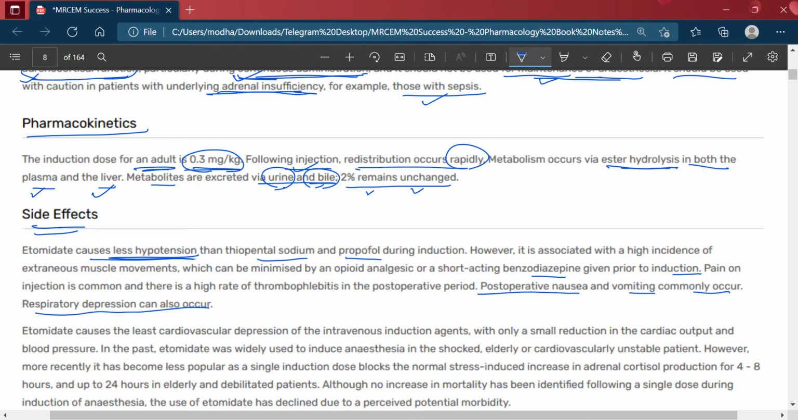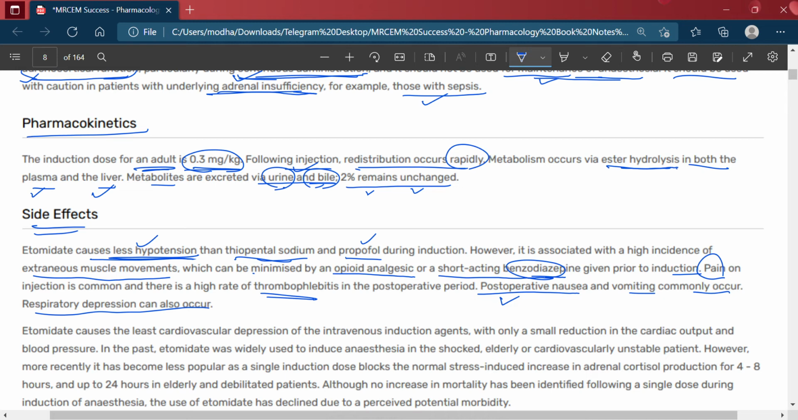So what we have seen is that Etomidate causes less hypotension than thiopental sodium and propofol. However, it is associated with a high incidence of extraneous muscle movement, which can be minimized by an opioid analgesic or a short-acting benzodiazepine given prior to induction. Pain on injection is common, with a high rate of thrombophlebitis in the post-operative period, and post-operative nausea and vomiting commonly occur. Respiratory depression can also occur.